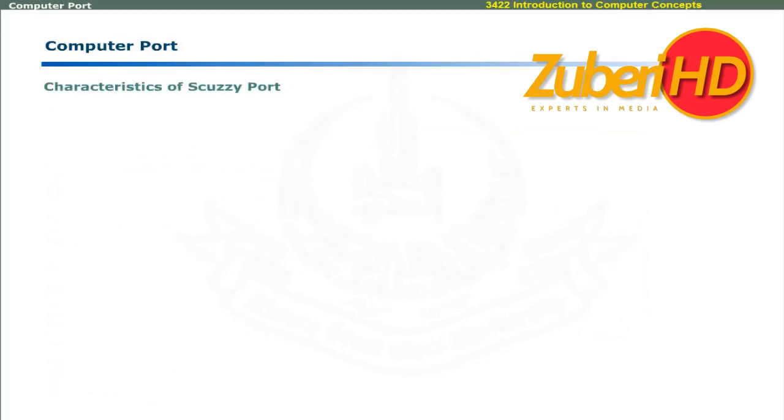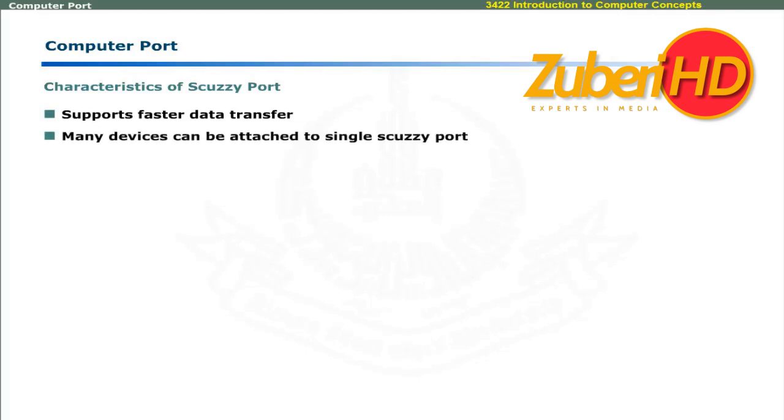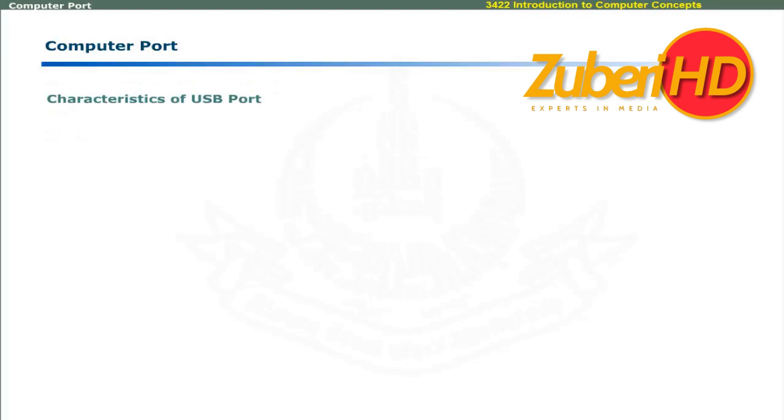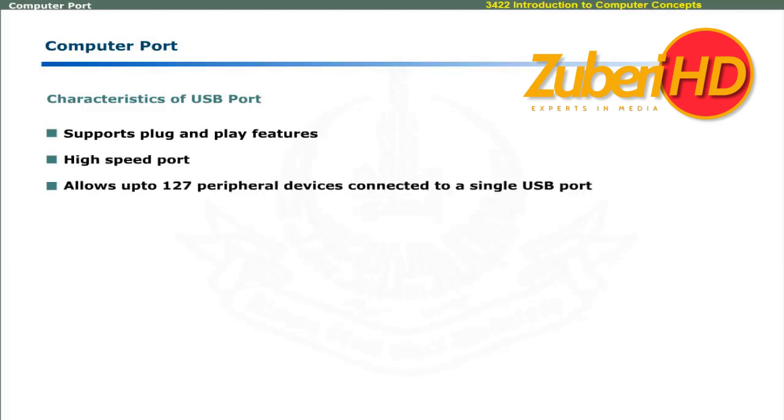SCSI port enables faster data transfer and many devices can be attached to a single SCSI port. USB port offers plug and play feature. It is a high-speed port that allows up to 127 peripheral devices to be connected to a single USB port.